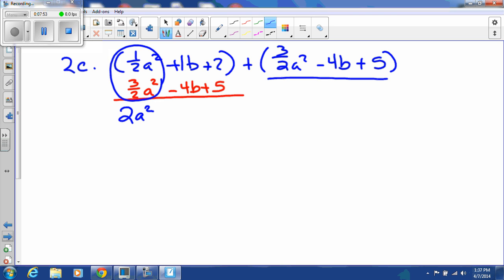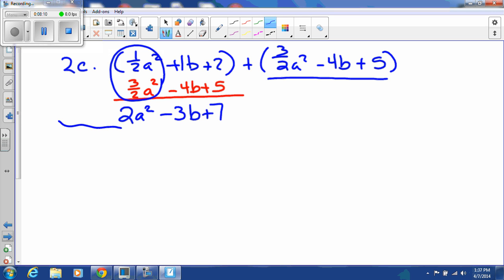I have a 1b minus a 4b. 1 minus 4 is negative 3. So I have negative 3b, and 2 plus 5 is 7. So my final answer is 2a squared minus 3b plus 7.